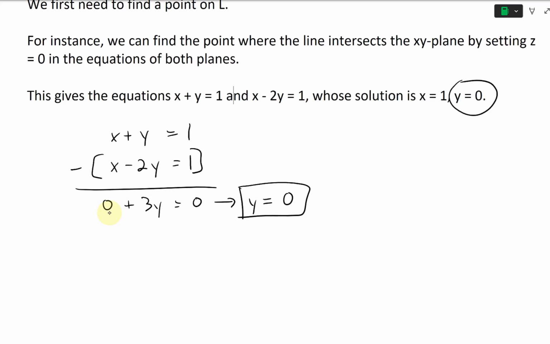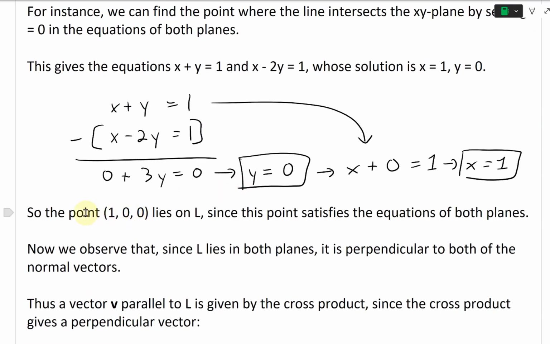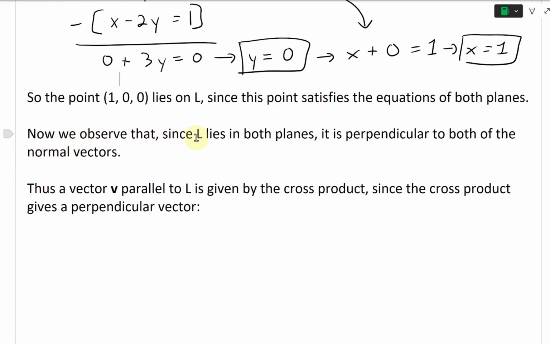And then for the last one, we just plug that inside. So now we get x plus 0 equals 1, in other words, x equals 1. So we have these two values, and now we have the point 1, 0, 0. The point 1, 0, 0 lies on L, since this point satisfies the equations of both planes.